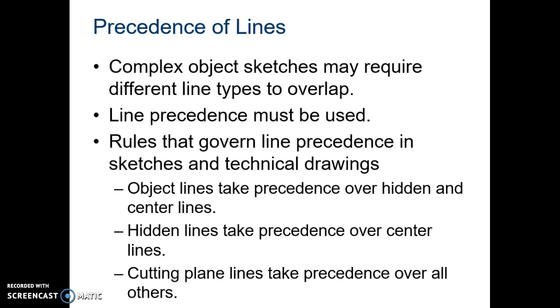If different types of lines overlap with each other on a technical drawing, here are some rules to follow. First one is object lines take precedence over hidden or center lines. Hidden lines take precedence over center lines, and the cutting plane lines take precedence over all others.